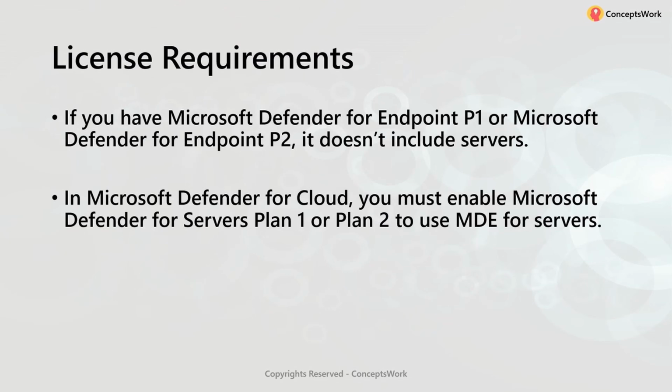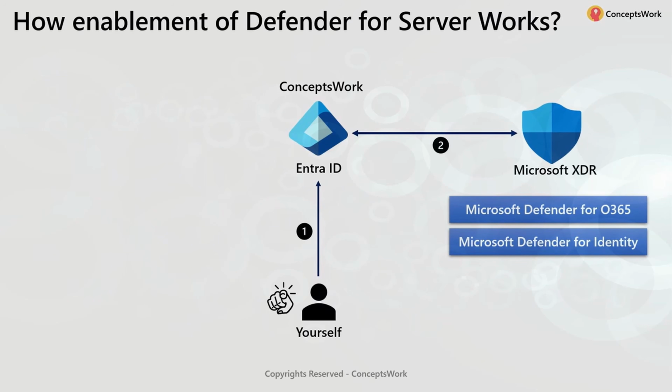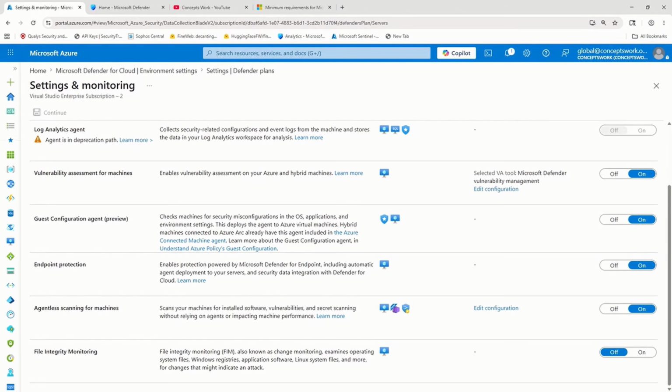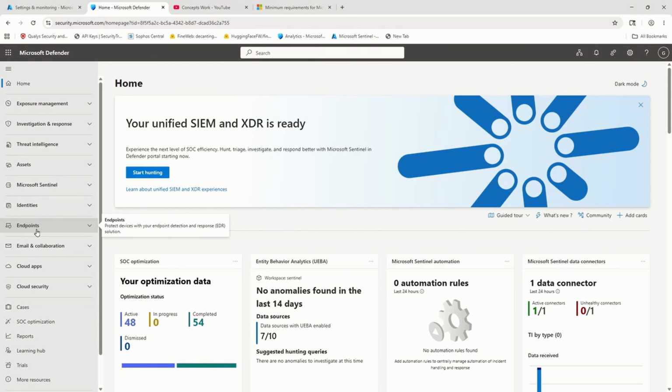Now, the question is how exactly this enablement of Defender for Servers works. Now, assume yourself as someone who is managing an enterprise named Concepts Work, and you already have certain licenses. Let's say you have MDO and you have MDI. In this case, when you sign in to security.microsoft.com, you will not get this option. I am assuming you don't have MDE P1 or P2 as well. If you have MDE P1 or P2, then you will get this option. But assume a scenario wherein you don't have MDE P1 or P2 and you also don't have Microsoft Defender for Servers enabled.